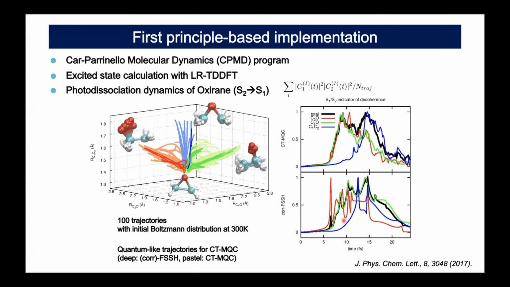We tried more realistic situations like this auxiliary case, and this one is the first implementation of first principle-based calculations. So here we use linear response TDDFT calculations, and we can handle the dynamics of the ring opening of the auxiliary molecules. This one was implemented in CPMD, but currently we don't deal with CPMD anymore.